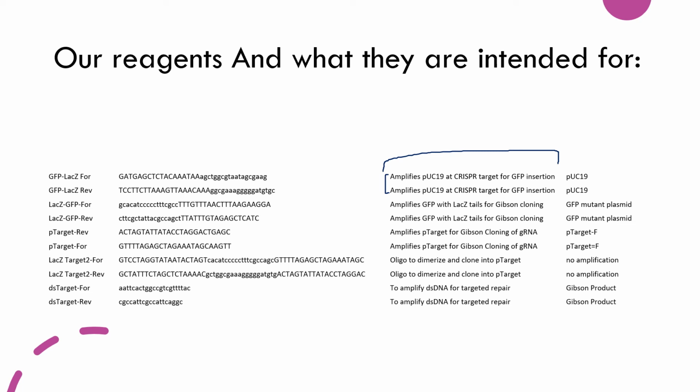And in order to make our repair template, we used Gibson cloning. Okay, so we wanted to make this, and you can see that here we put GFP in the middle of LAC-Z. So these oligos, one amplifies the GFP with LAC-Z tails, the other one amplifies the pUC19 with GFP tails. And if you go back to that other slide, you'll see how we need to blend those together to make our repair template. So this is for Gibson cloning of our repair template here.